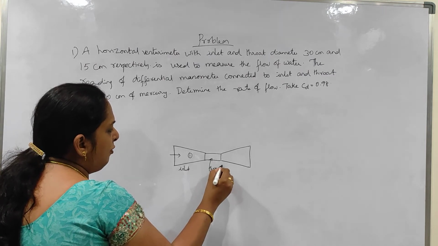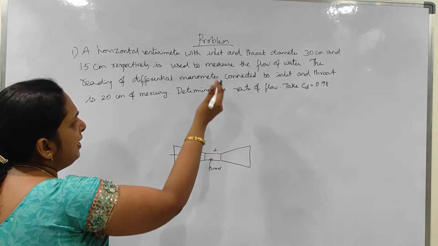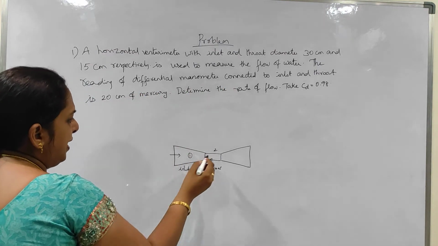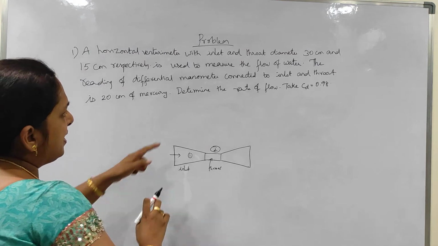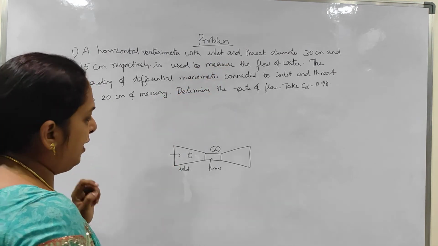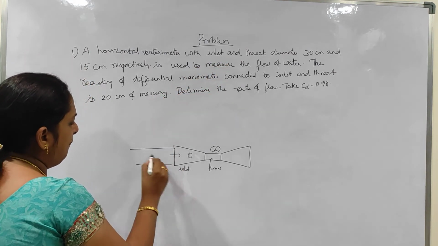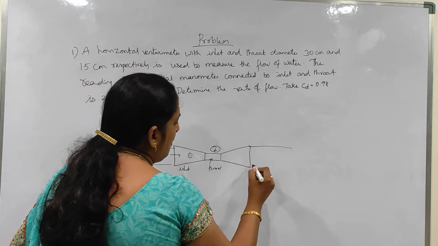They have given you the diameters at section 1 as well as at section 2, which are your inlet and throat respectively. So this will be your pipe, and this will be your pipe.